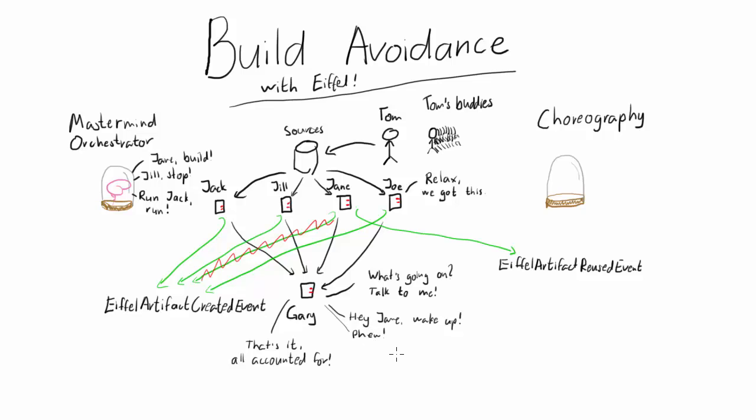All he needs to do is, for every composition of sources created by Tom and his buddies, wait until he has received either an Eiffel artifact created event or an Eiffel artifact reused event for each component. This way, a decentralized pipeline can be created with build avoidance capabilities without any central orchestrator, with cleanly separated concerns and without communication backdoors between the agents in the pipeline.